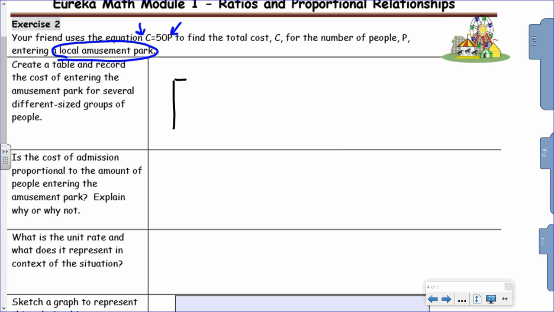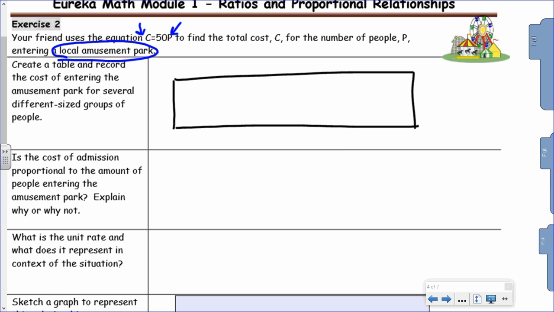So to make our table, we've done this before. You guys are definitely pros at this. So C is the cost and P is the number of people. Which one do you think is independent? Do the people determine the cost, or does the cost determine the people? It's true that if you had $200, then you could figure out how many people you could bring, but the independent variable is the people. When you say I would like to buy 4 tickets, that's when they say, okay, it will cost this much. So the people determine the cost.